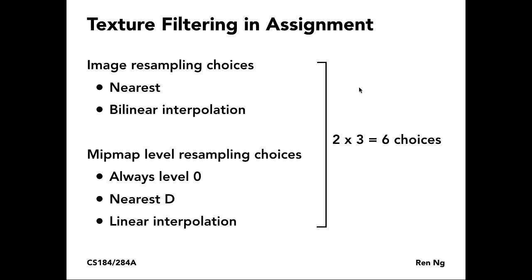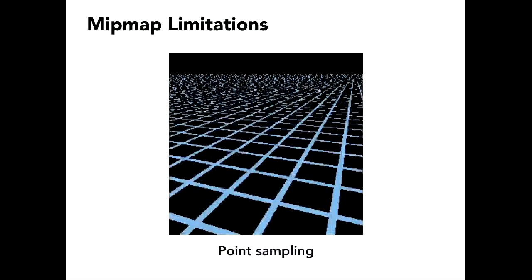Your assignment, you're going to do, basically nearest or bilinear, and then whether you always use the full resolution, the nearest view, or do the single resolution. So you implement a few of these and kind of see what it looks like for yourself. So how does this look? Point sampling here. There's some limitations to trying to do maps, okay? It's a really great solution.